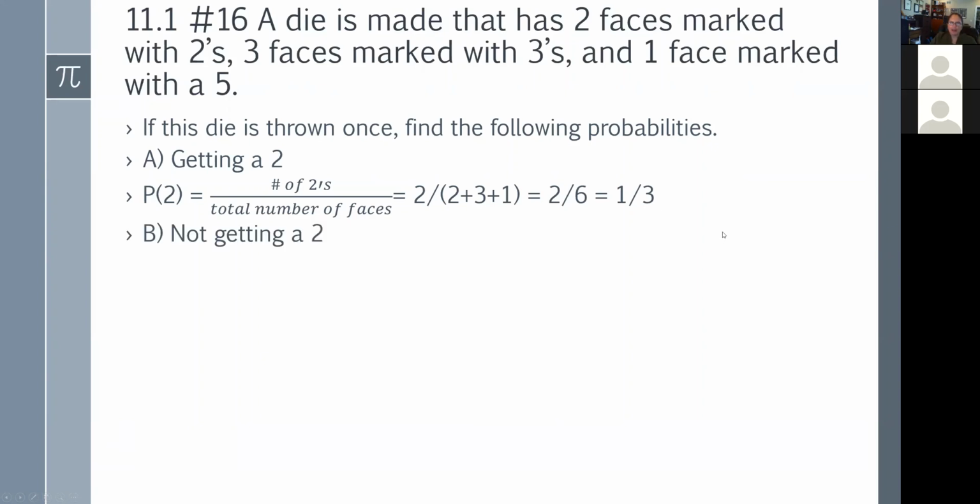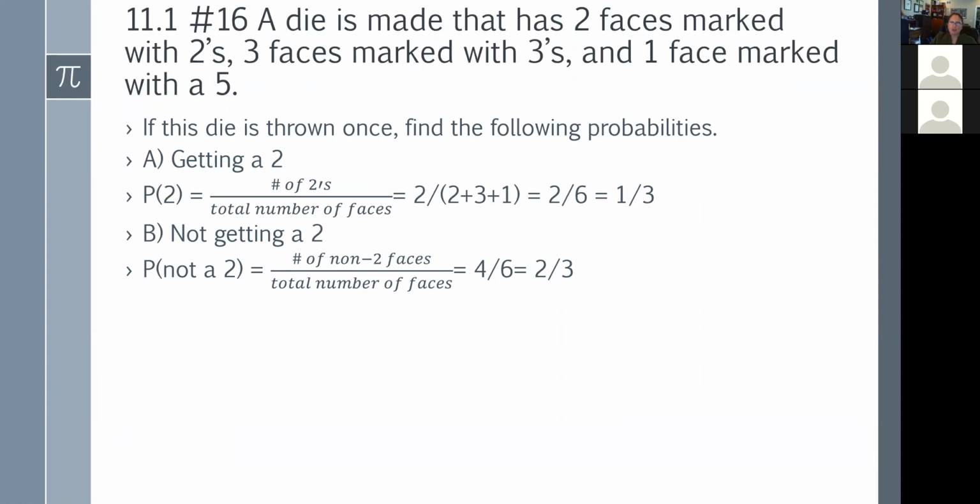For part B, not getting a 2, we're going to put on top the number of faces that don't have 2s on them. And since 2 of the 6 faces did have 2s, that means 4 of the 6 faces will not have a 2. So the probability is 4 out of 6, or 2/3.